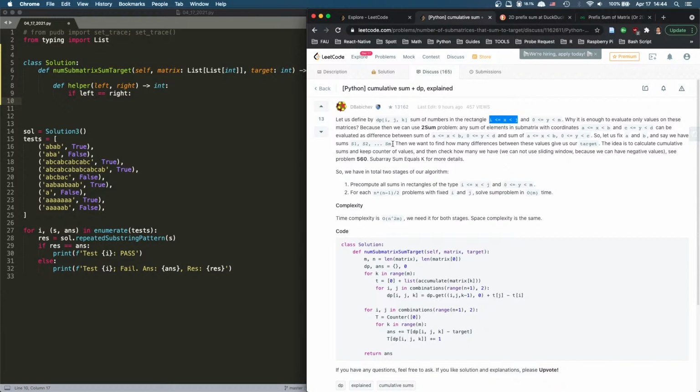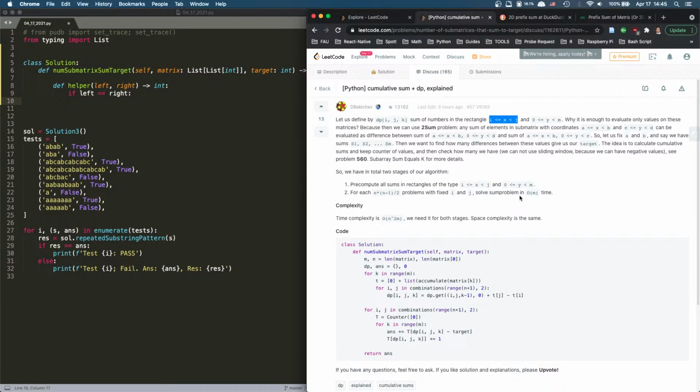So we have in total 2 stages. Pre-compute all sums in rectangles of this i, j, and for each of the n times n minus 1 problems with fixed i, j, solve the sub-problem in O(n) time. So that's a sliding window. Okay. I might have a better understanding of this.